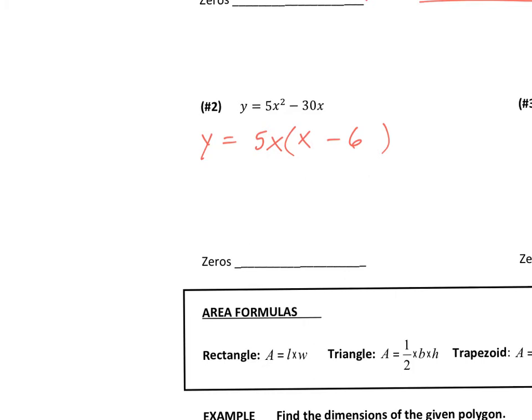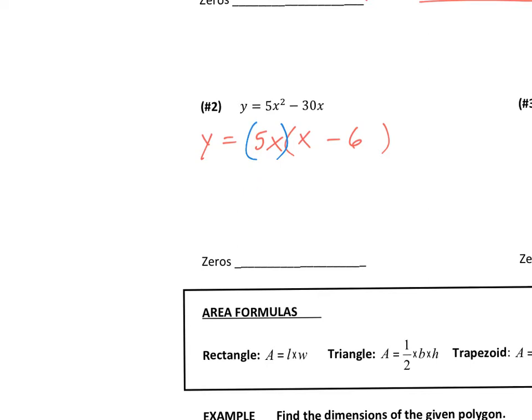Okay, so what we really have is, you can think of it as two sets of parentheses. We have 5x, and we have x minus 6. This is really, if you want to get down to it, 5x minus 0, if you want to do your P's and Q's. That's one way to think about it.